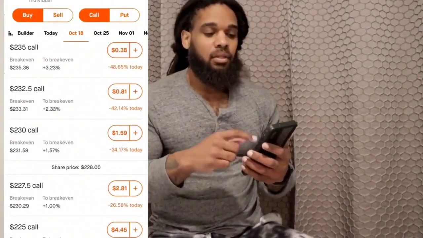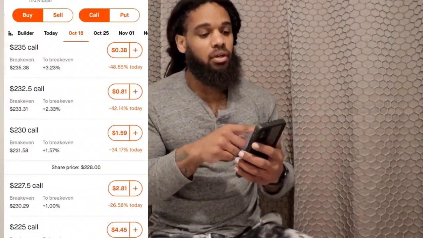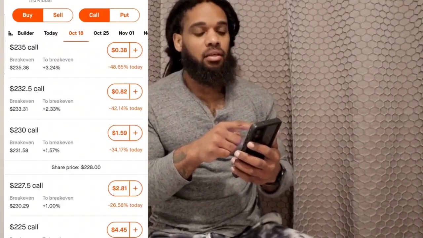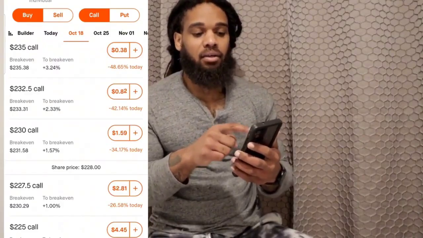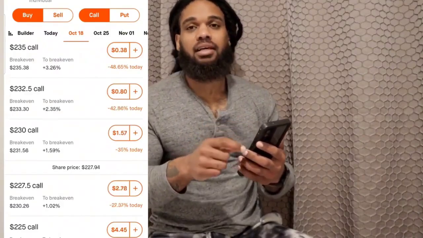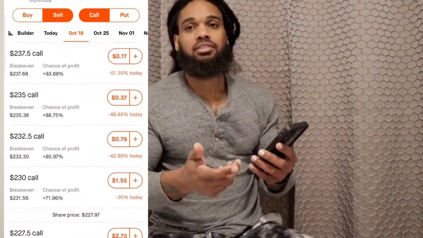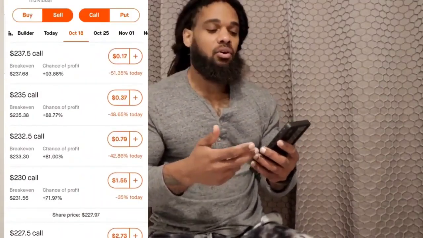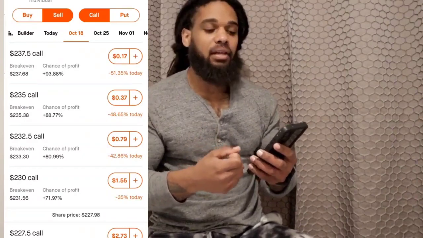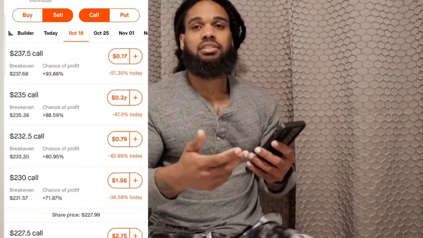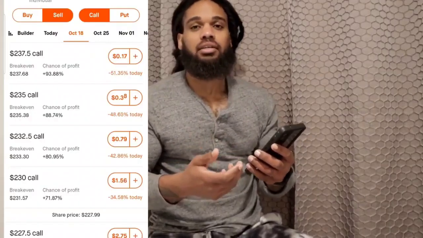Now, if you look up here at the top, there's a buy and sell. We're buying calls or puts, we're not selling. If you're selling calls or puts, that's another strategy, which we're not going over right now. You have to have at least 100 shares of a company in order to start selling option contracts.